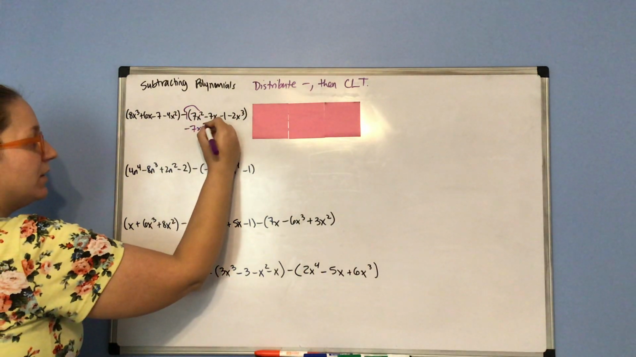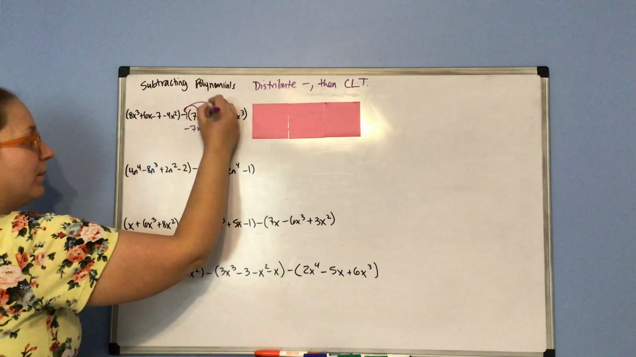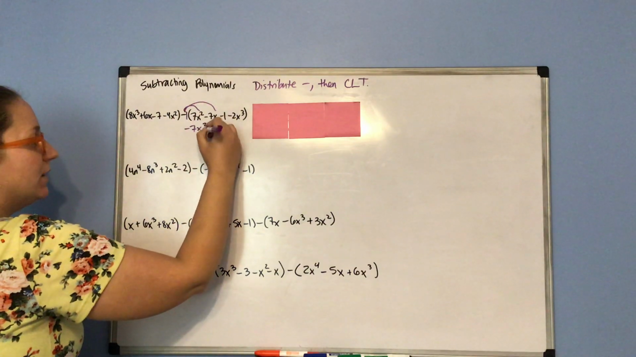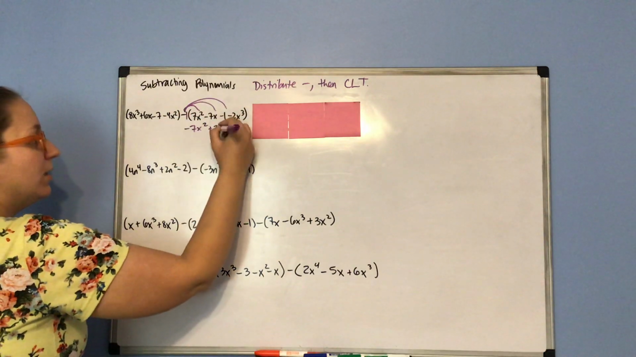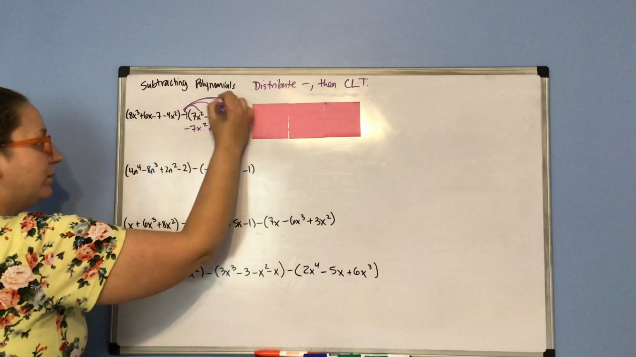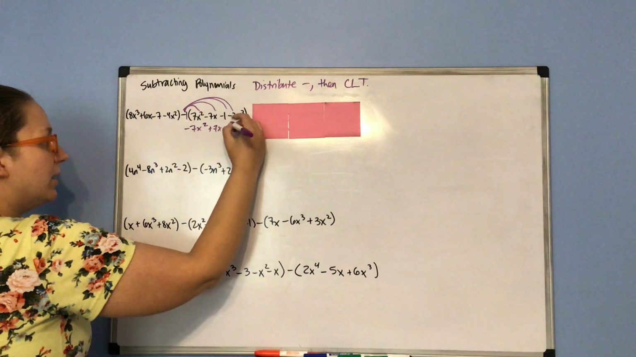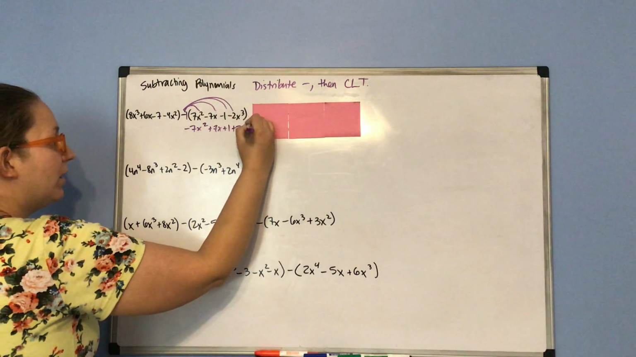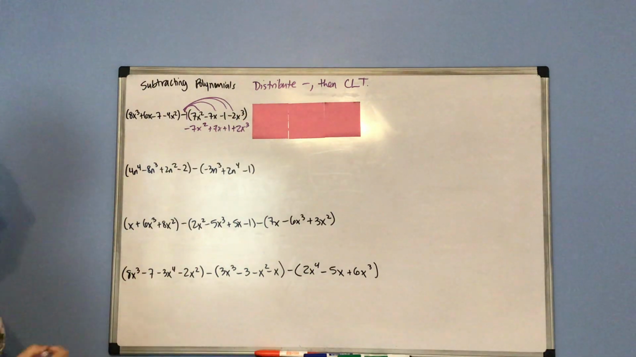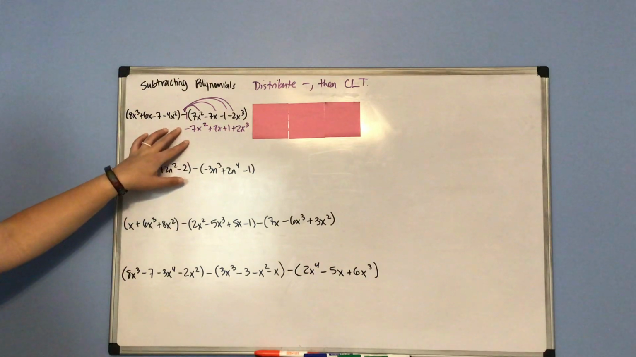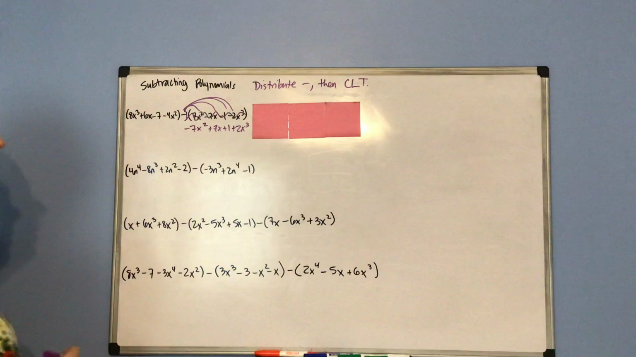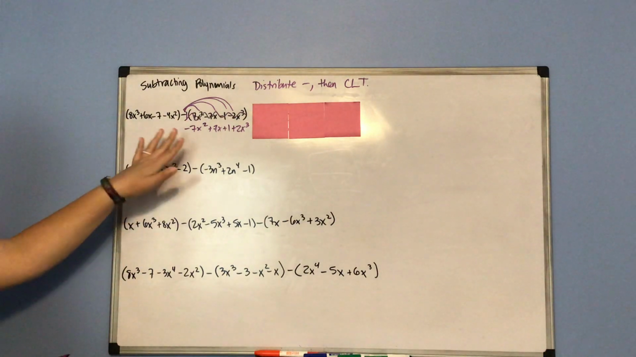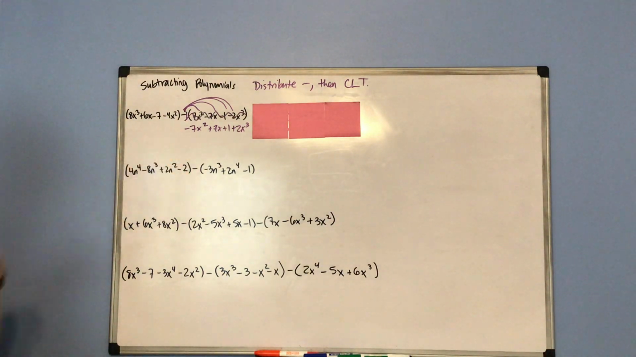Negative 1 times 7 is negative 7x squared. Negative 1 times negative 7x is plus 7x. Negative 1 times negative 1 is positive 1. Negative 1 times negative 2x to the third is positive 2x to the third. Once you're done distributing your negative, that might be kind of distracting to look at. So if you want to scribble it out once you're done with all of that, just so you don't have as many things to look at, that's fine.